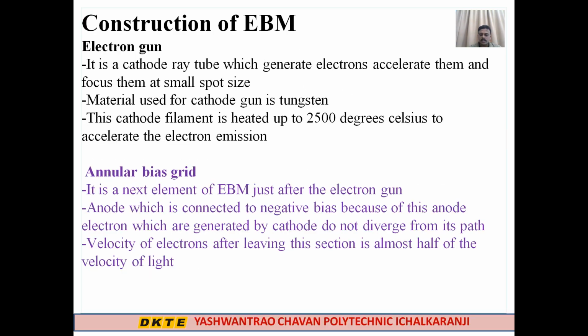Now let's see the construction details of the EBM. The first most important part is the electron gun. What does the electron gun mean? It has a cathode ray tube which generates the electrons, accelerates them and focuses them at a small spot size.